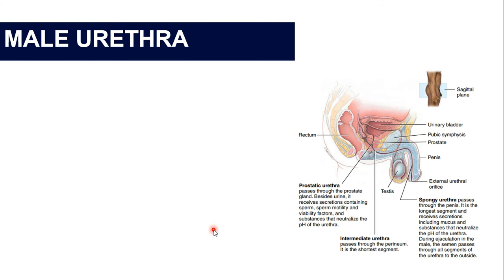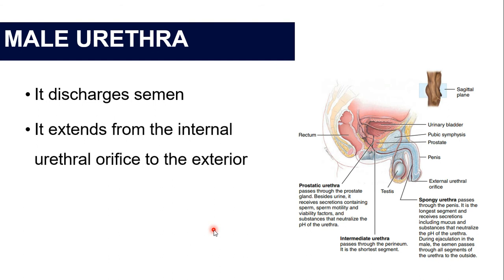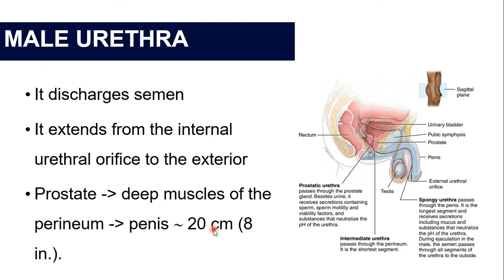But specifically, the male urethra also discharges semen, the fluid that contains sperm. It also extends from the internal urethral orifice to the exterior, but its length and passage through the body are considerably different than in females. It first passes through the prostate, then through the deep muscles of the perineum, and finally through the penis, at a distance of about 20 centimeters or 8 inches.